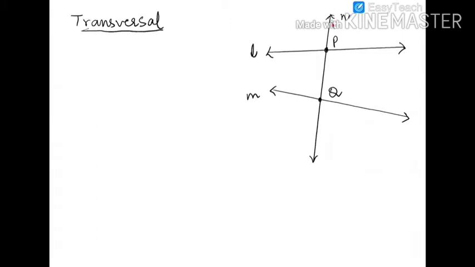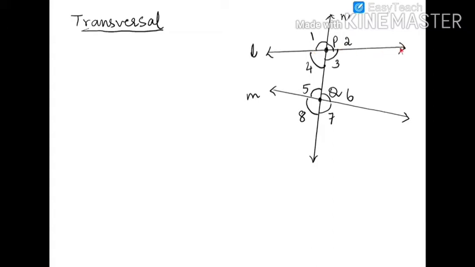Observe that when a transversal cuts two lines at two points, we get 4 angles at point P and another 4 angles at point Q. Let's mark these angles as 1, 2, 3, 4 and at point Q 5, 6, 7 and 8.